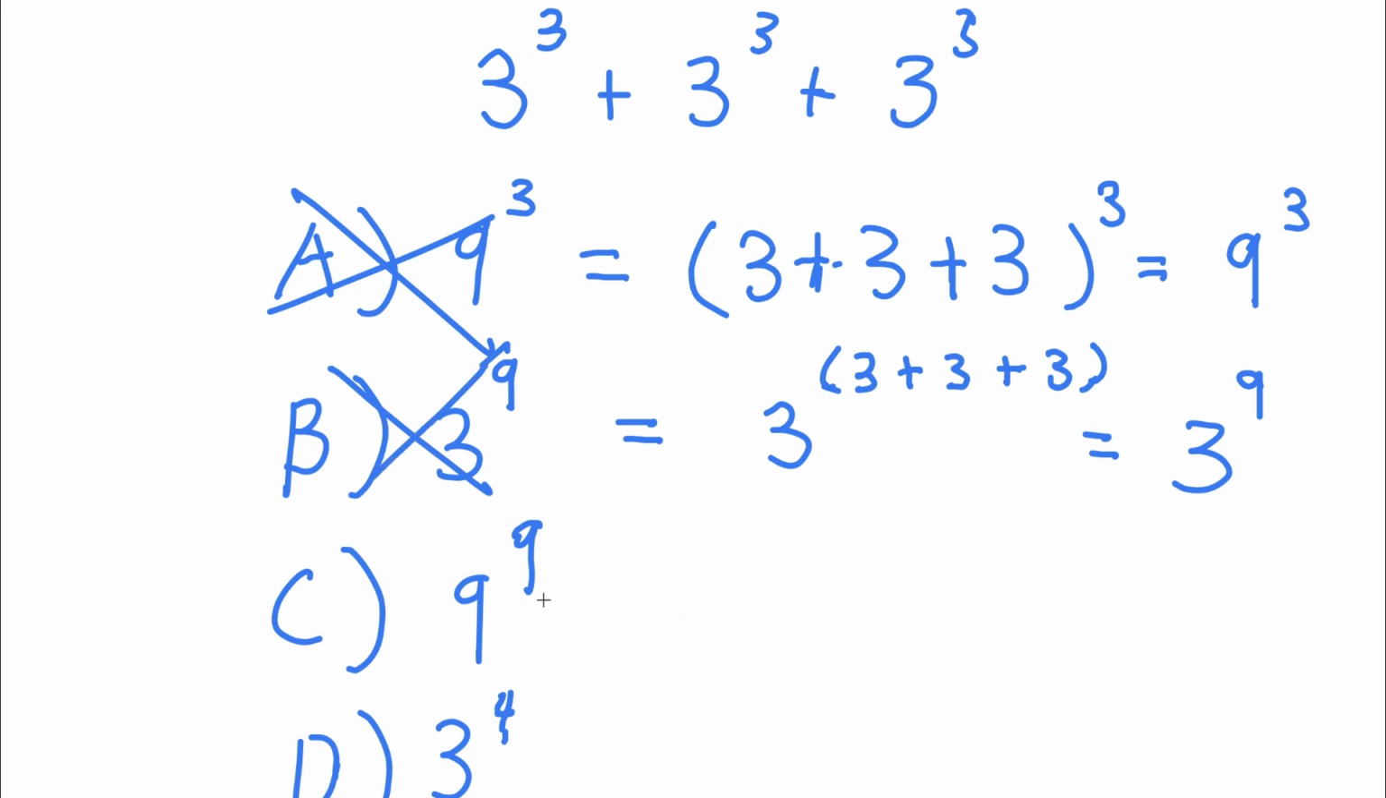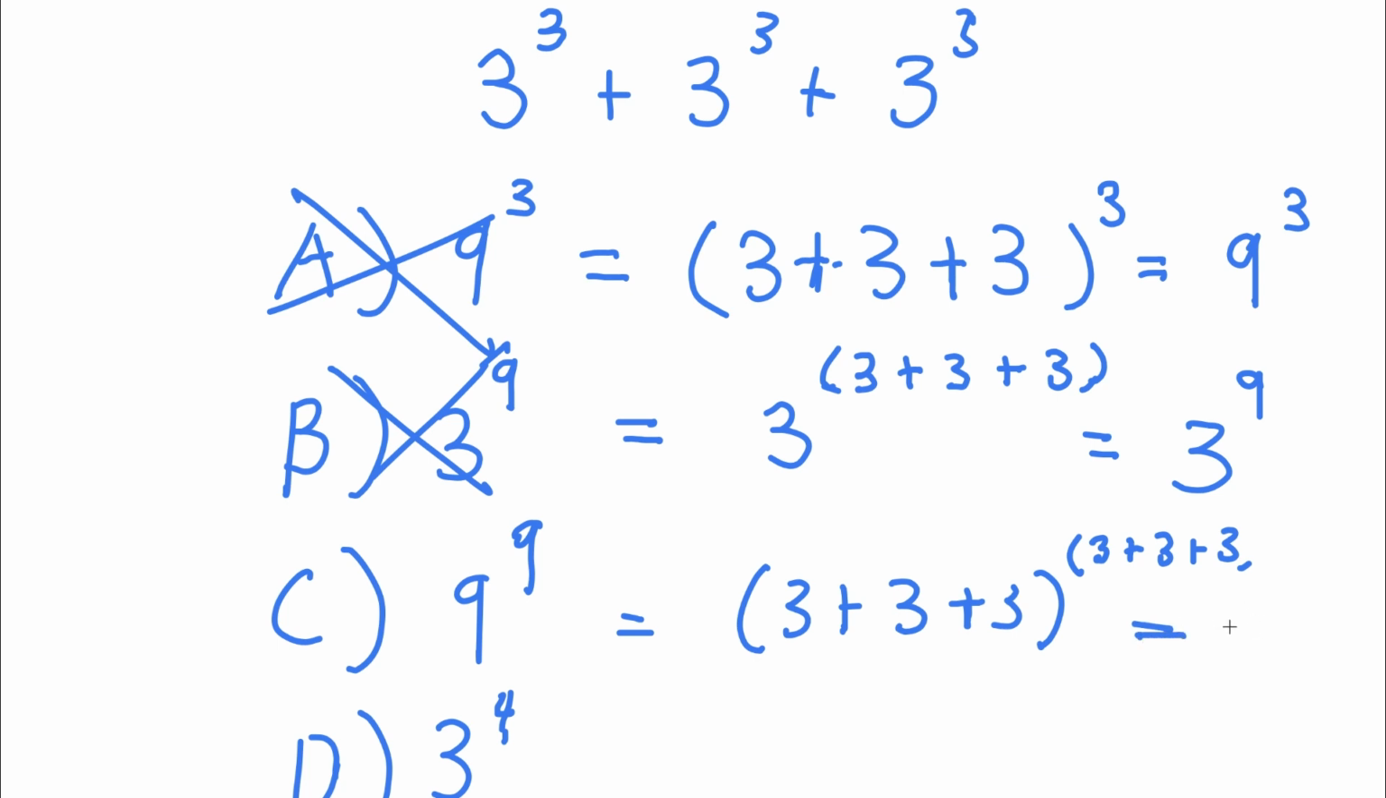So now over here, I have 9 to the power of 9. And how you get this is you add all the exponents and the bases. So you do 3 plus 3 plus 3 to the power of 3 plus 3 plus 3.